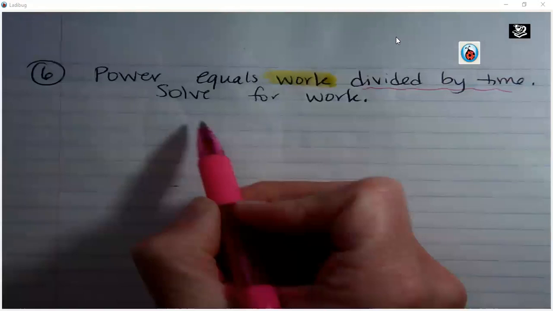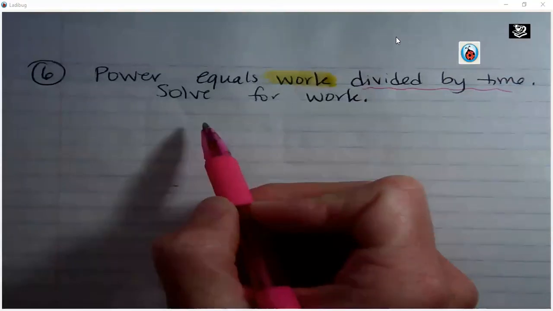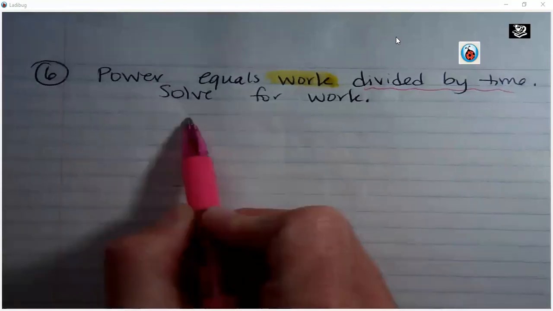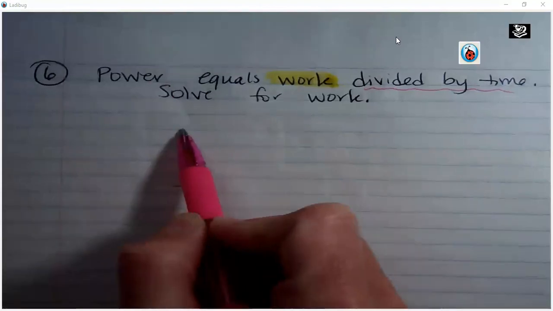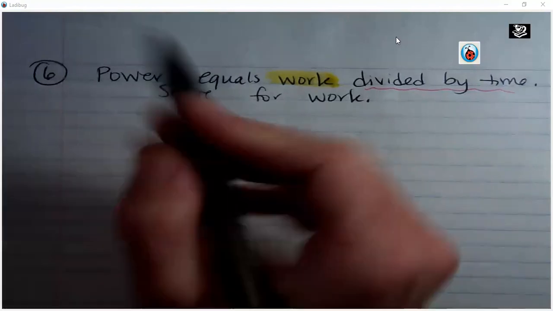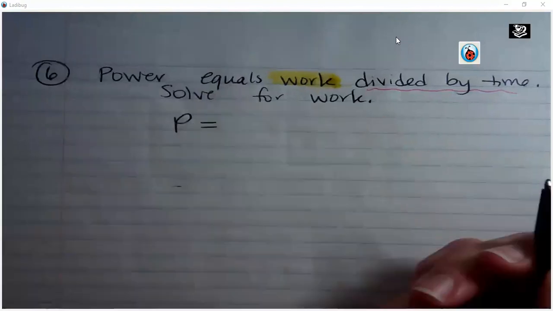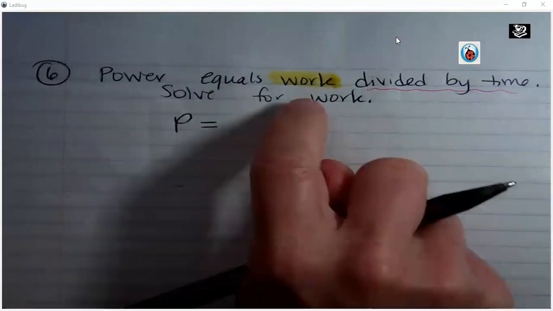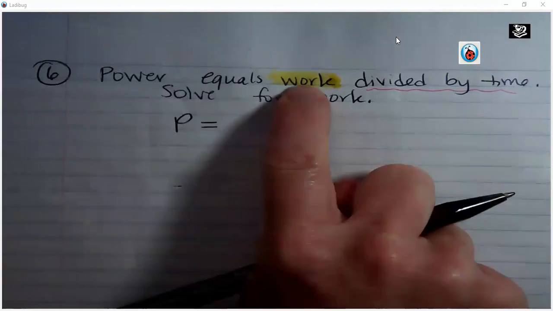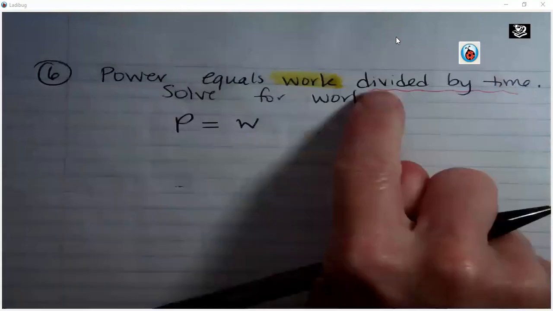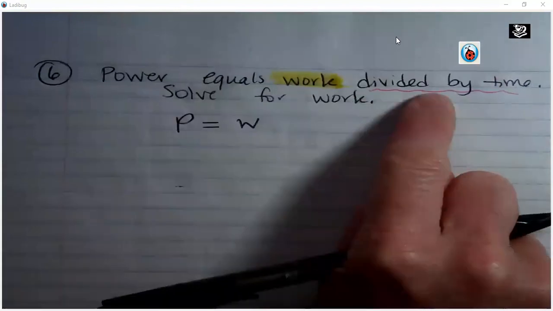Let's go ahead and make a math equation from this sentence. So instead of writing power again, what could I write? Anybody? P. Okay, I could write a P. And then equals, I'm going to put the equals symbol. All right, somebody other than Cadence, what could I put for work? W. Good, Caleb.